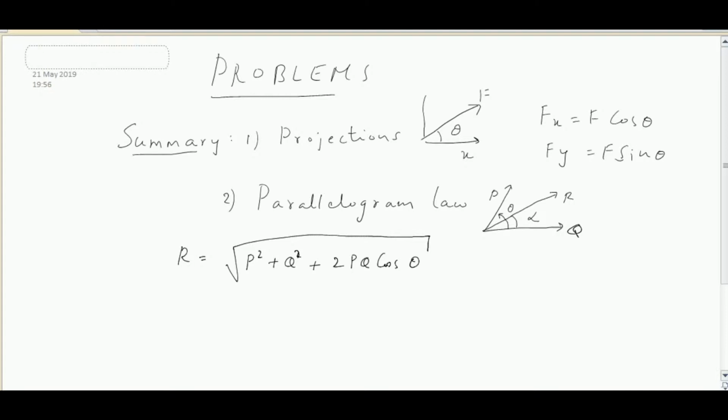The third one is the triangle law. When two forces are acting as the two sides of a triangle in the same direction, the resultant is the third side, which is acting in the opposite direction and closing the triangle.